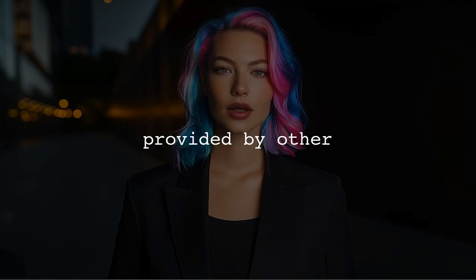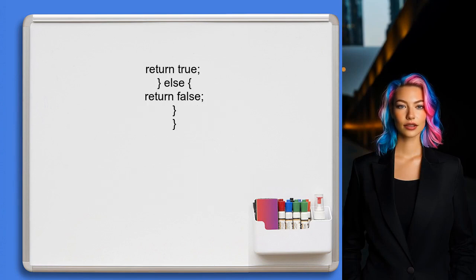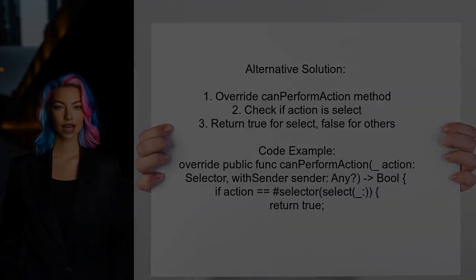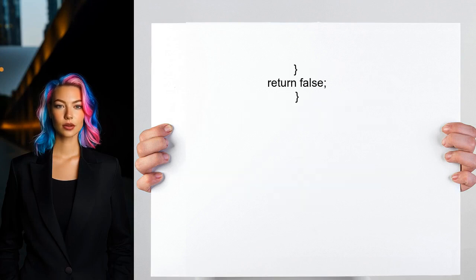Now, let's look at the answers provided by other users. An alternative solution provided by another user suggests modifying the canPerformAction method. They recommend allowing the select action while disabling others to remove the lookup and share options. Let's check out another perspective from a different user. An alternative solution suggests modifying the canPerformAction method to only allow the select action. By checking if the action is select, you can return true, and for all other actions, return false.